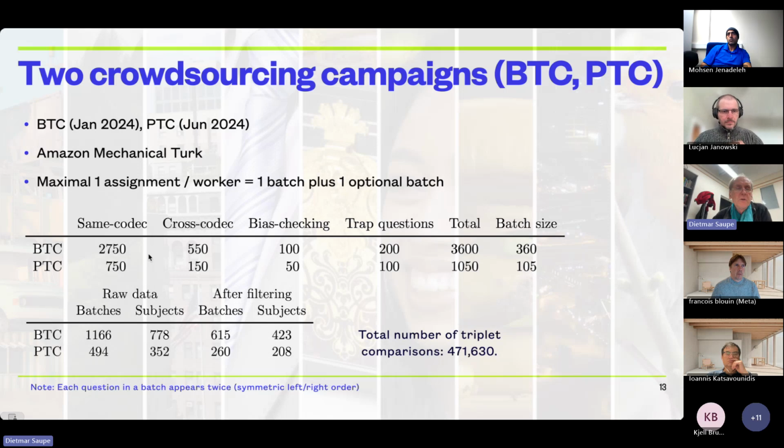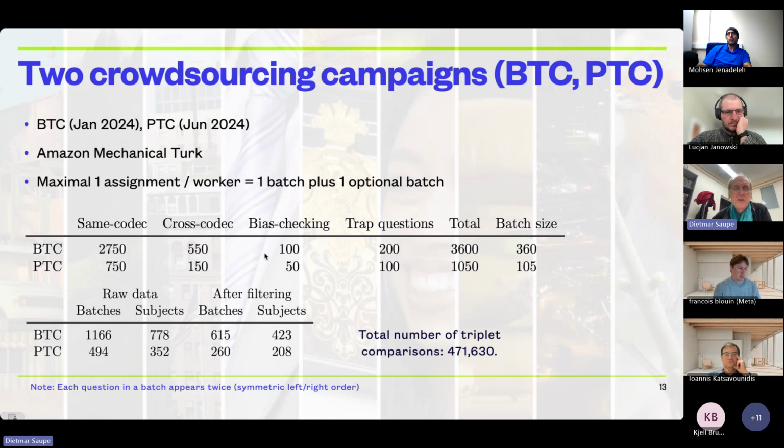We used the same codec questions here. That means we always had the same source on both sides, and in all the questions, no cross-content questions. But we have cross-codec questions. So on one side, we would have a JPEG codec, and on the other side, we would have a VVC codec, for example. So we had 2,750 BTC same codec questions. That's all possible same codec questions that are there. And then we put 20% cross-codec comparisons on top of it.